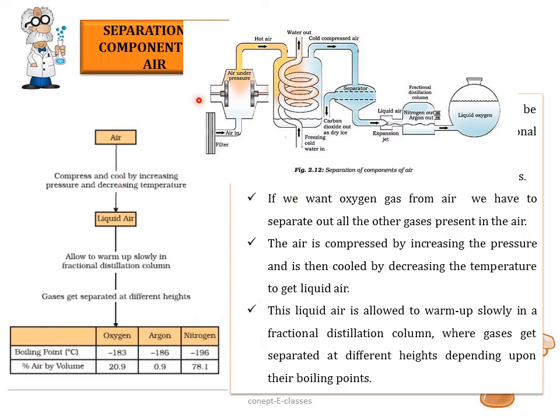So just as we said, first the air is compressed by increasing the pressure, and then we decrease the temperature. Then liquid air is formed, and the liquid carbon dioxide flows out as dry ice. Then the remaining liquid is warmed up in the fractional distillation column. Then the gases start getting separated at different heights due to the difference in the boiling point, and then we separate oxygen from this. So we are able to separate the components of air through fractional distillation.